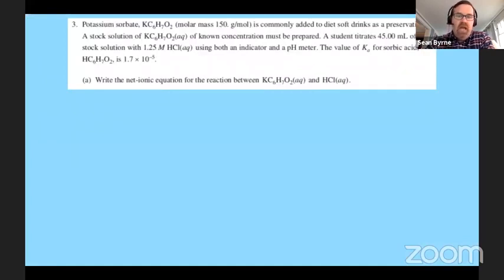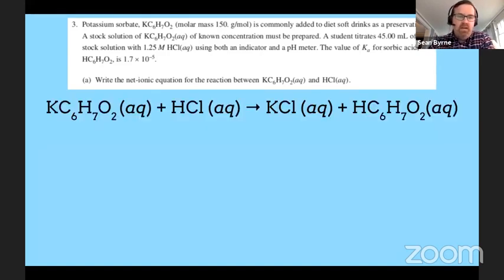So the first thing is to write the net ionic equation for the reaction between KC6H7O2 and HCl. Anytime I am answering a question like this, and when I'm talking to my students about it, I encourage them to write out the complete molecular equation. This is not a scoring requirement. This is not part of what you would necessarily be expected to write down. But in terms of thinking about how this reaction might proceed, I think it is an important thinking step in your own process of coming to a solution.